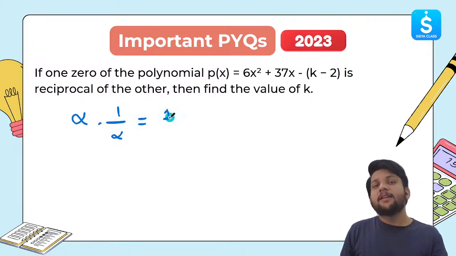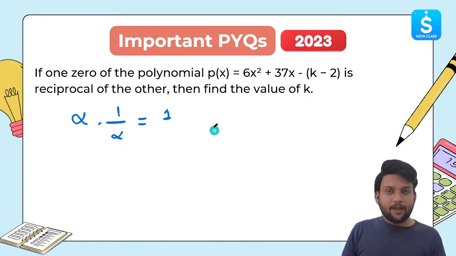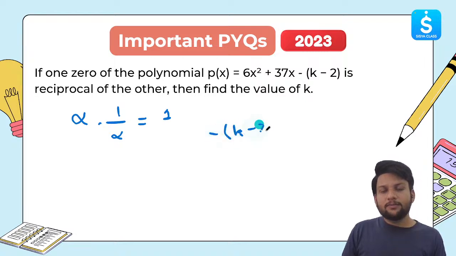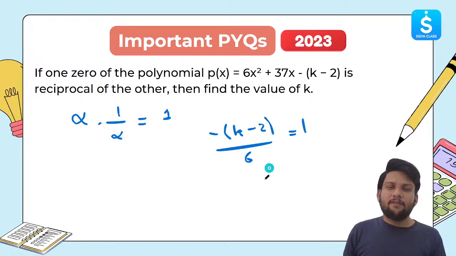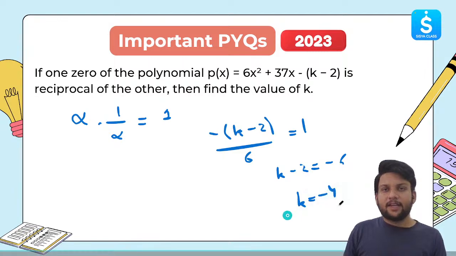So what does this mean? The product of the roots of the given polynomial will be 1. I'm so sorry. That means c by a will be 1. That is, negative of k minus 2 over 6 will be equal to 1. Now it is very easy to solve. I will get k minus 2 equals negative 6. I will take the negative to the other side. I will get k equals negative 6 plus 2, that is negative 4.